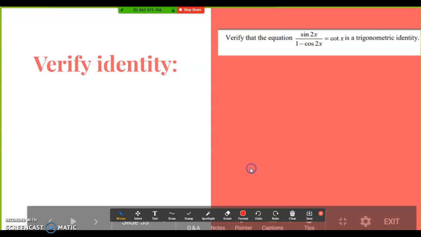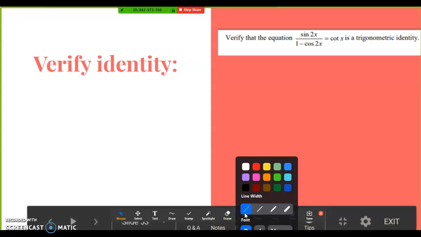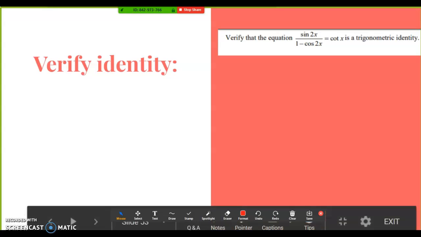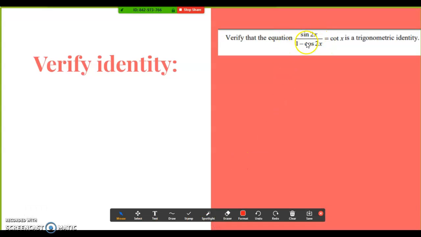Okay, now I want to verify that the equation sine of 2x over 1 minus cosine of 2x is equal to cotangent of x. What I'm going to do looking at this, because I do see some double angles in the numerator and double angles in the denominator. And I just see cotangent.